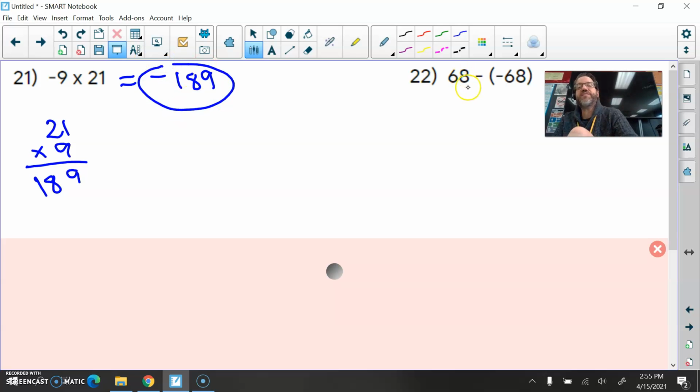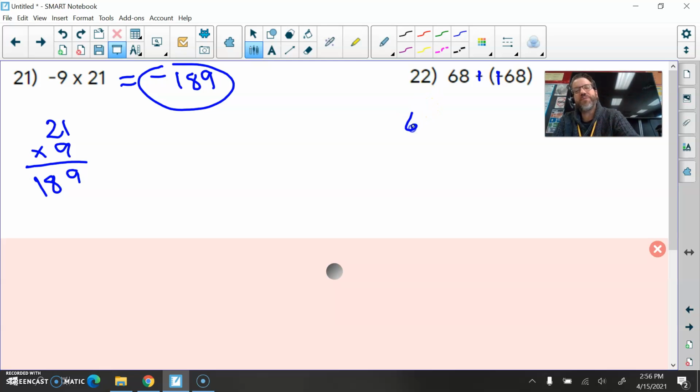22, we have 68 minus negative 68. Now, if you get in a hurry, you might think the answer is 0, but you know what? It can't be 0 because 68 minus 68 is 0. This is 68 minus negative 68. We need to rewrite this as an addition problem by adding the opposite. Change. So instead of minus, make that plus, and then change this to its opposite, which would be positive 68. And so you see when you have minus negative, you're actually just adding. It means the same thing as adding.